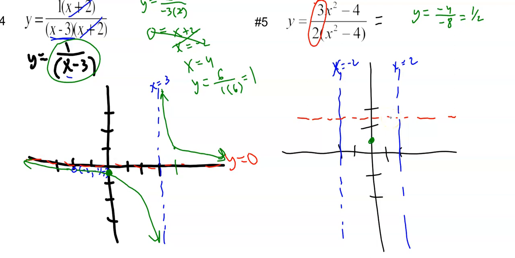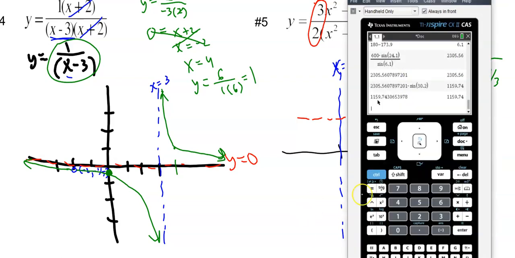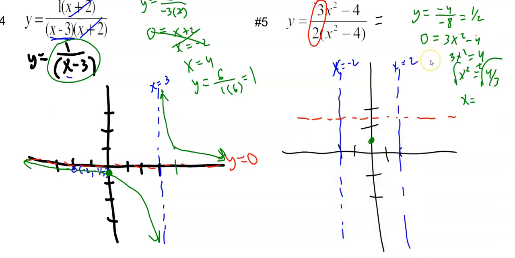To find the x-intercept, we're going to plug in y equals 0. Just the denominator goes away, 3x squared minus 4, so 3x squared equals positive 4, so x squared equals 4/3. So taking the square root of both sides, we get plus or minus the square root of 4/3. I'm just going to use my calculator for a second. So the square root of 4/3 is 1.15.